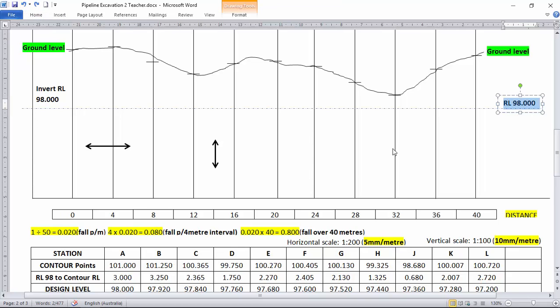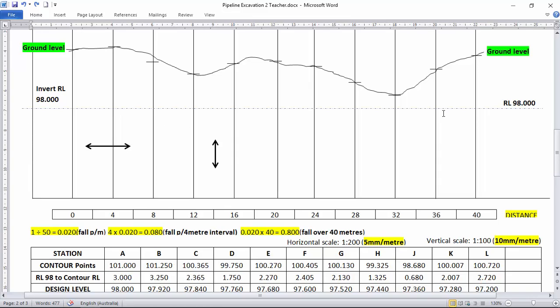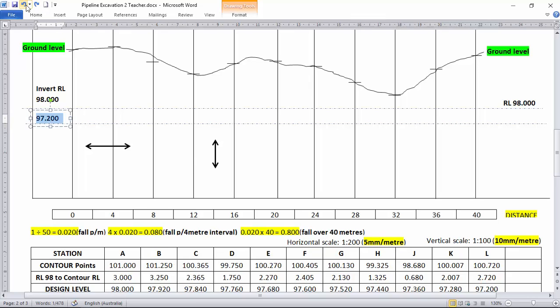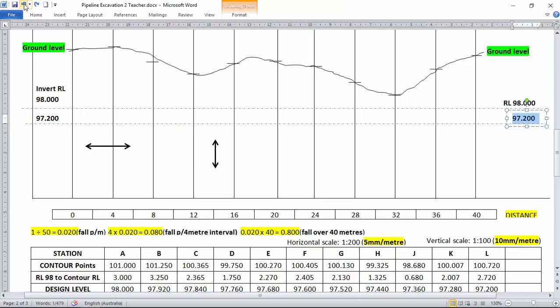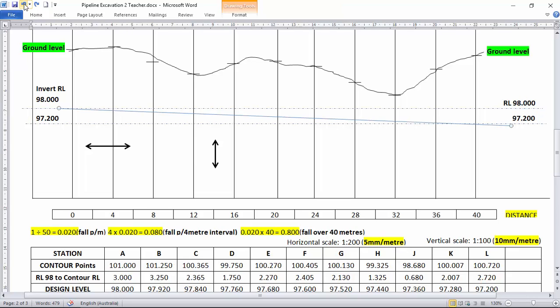We then have our RL going across at 98, and we have determined that we have 800 millimetres of fall over the 40 metres. So that's that line there. Then that height will be 97.2 because that's 800 millimetres off 98. We do that on both sides. Then we can put our contour line through and it's finished as such.